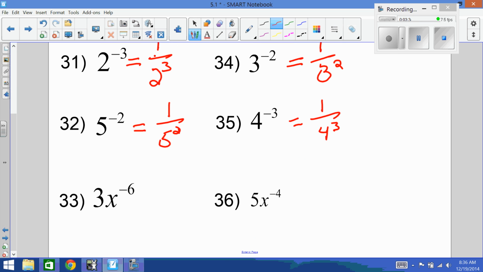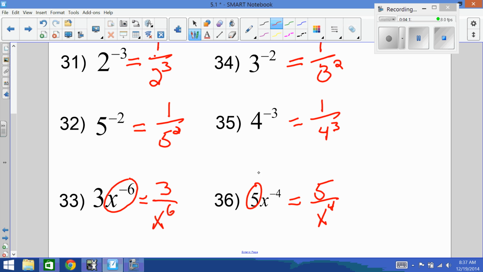This one, now look here. These two, right? That negative 6 goes with the base x, not the 3. So this base has a negative exponent. So that means the 3 stays, and you have 3 over x to the 6. And same thing for this one. The 5 stays because negative 4 just goes with the x because there's no parentheses, so therefore the negative 4 power goes to x. So that's 5 stays, but x to the negative 4, so the 4 goes on the bottom.